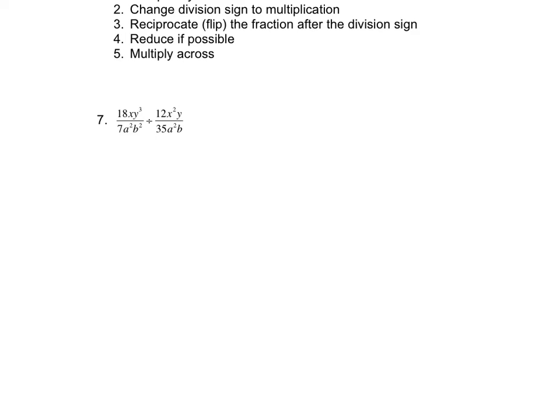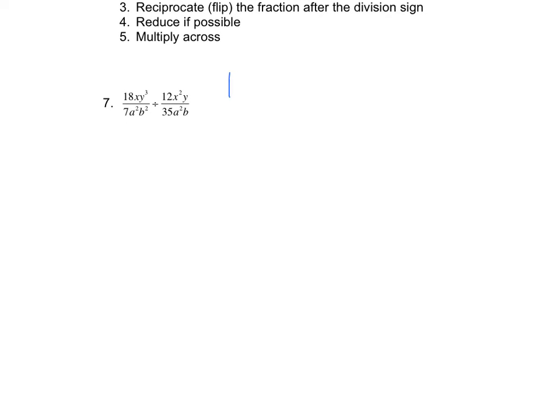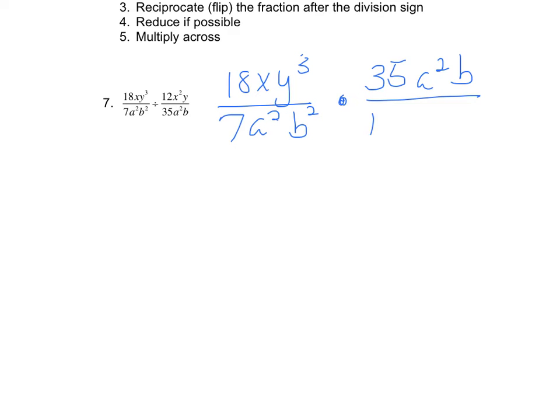I'm going to change it to multiplication, so I'm going to rewrite it as 18xy cubed over 7a squared b squared times 35a squared b over 12x squared y. Okay, so now I'm ready to factor and cancel. I have no addition and subtraction sign, so I can't do GCF for 2 binomials. So I'm going to prime it out because it's easier for me.